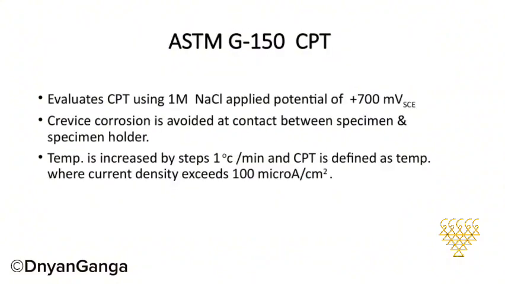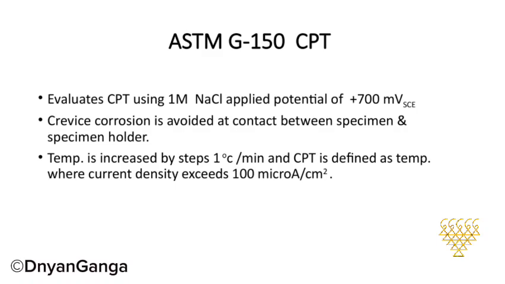Now, let's take a closer look at how we evaluate the critical pitting temperature, or CPT, using a specific setup. We apply a 1 M NaCl solution with an applied potential of plus 700 millivolts versus the saturated calomel electrode, or VSCE. This helps us simulate a corrosive environment similar to real-world conditions. An important aspect here is that crevice corrosion is avoided at the contact point between the specimen and the specimen holder. This ensures that the corrosion we observe is due to general pitting rather than localized crevice effects, providing more consistent and reliable results.